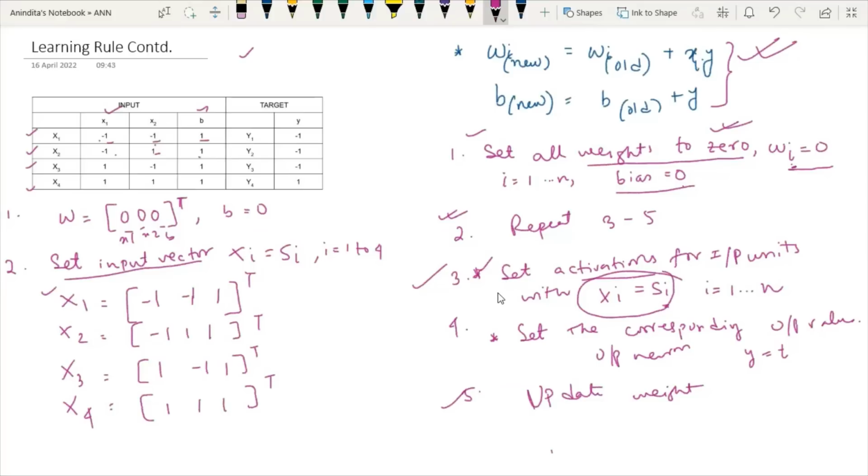So this is the meaning of this line. We have to set the input values xi equal to si, where i ranges from 1 to 4. This is step 2. Now let's talk about the next step: the output values must be set, y is equal to t. What is the meaning of setting the output value? It is the important thing. In the neural network we will have the final output as y. Now what is this t? I will tell you, but before that let me elaborate this step a little bit with the weight updation rule.